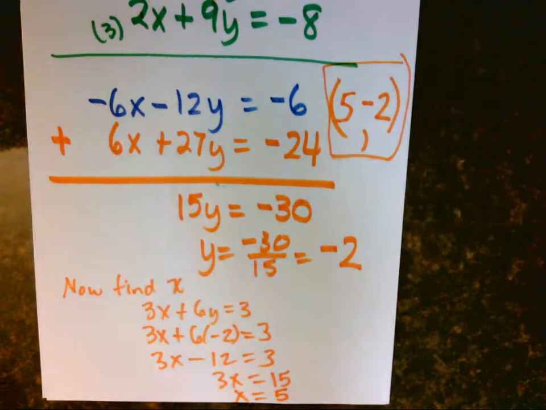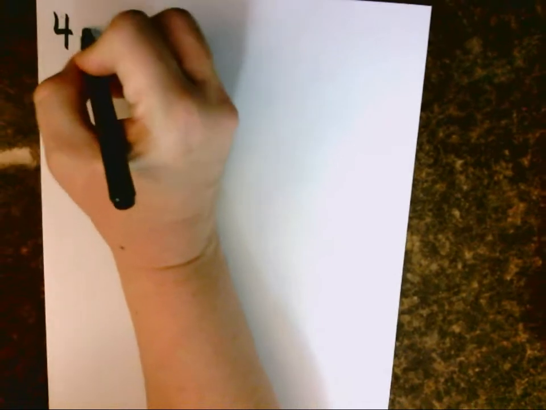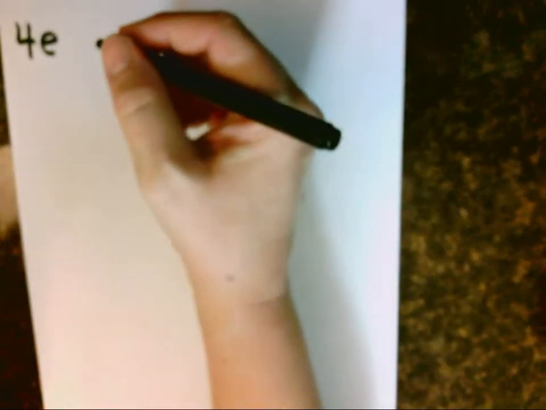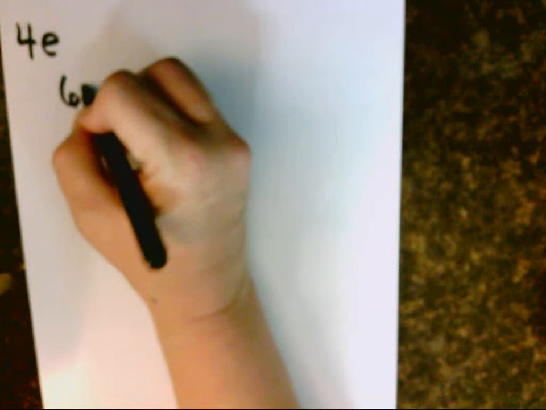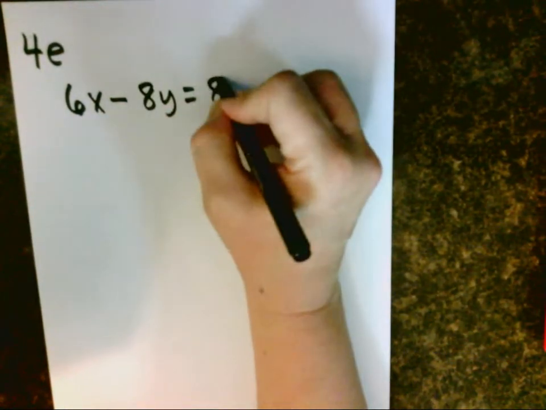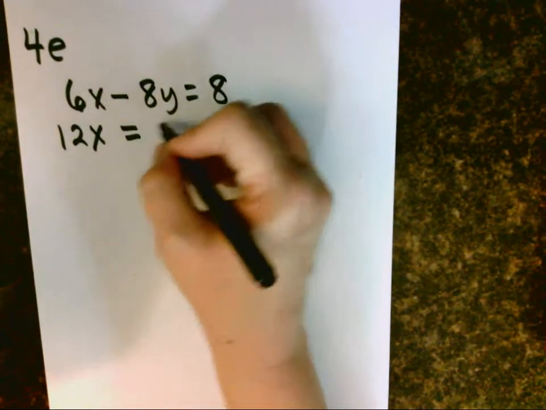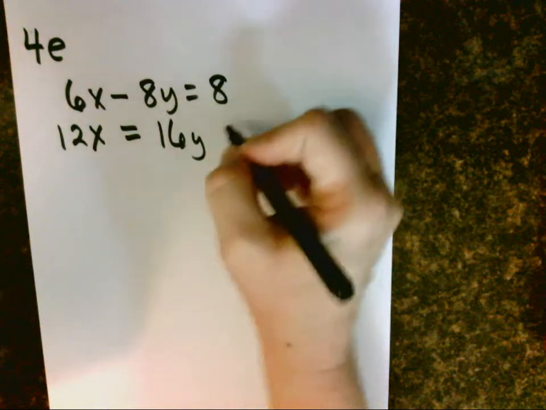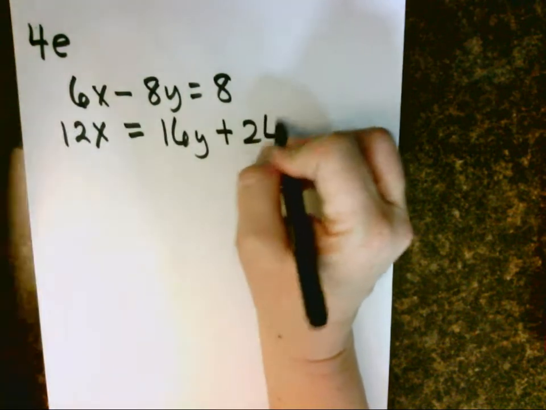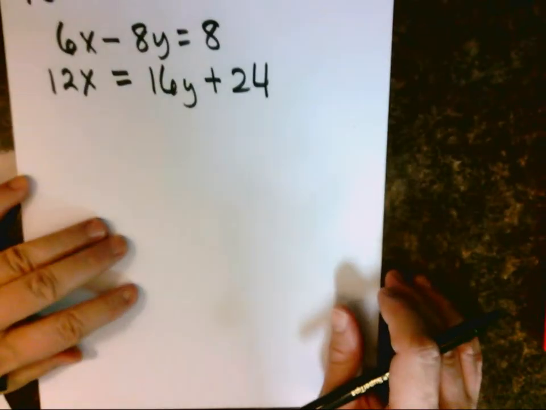Looks good. Okay, let's do another one. I'm going to have this system down by the time I'm done with all these examples. All right, let's do E. My equations are 6x minus 8y equals 8 and 12x equals 16y plus 24. This second one isn't lined up very well, is it?